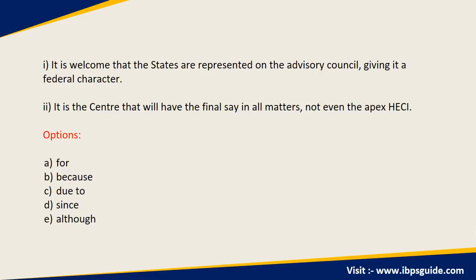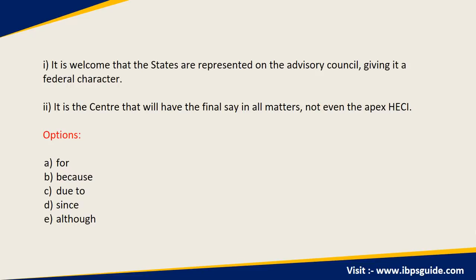The first option is for. As discussed earlier, for can be used to state a purpose or a goal, or it can be used with the meaning instead of. For is not a contrast sign, and therefore it will not fit the sentences given in this question. The next word is because. Because is used when there is a cause and effect relationship. It is not a contrast sign. So because cannot be used to combine these two sentences.